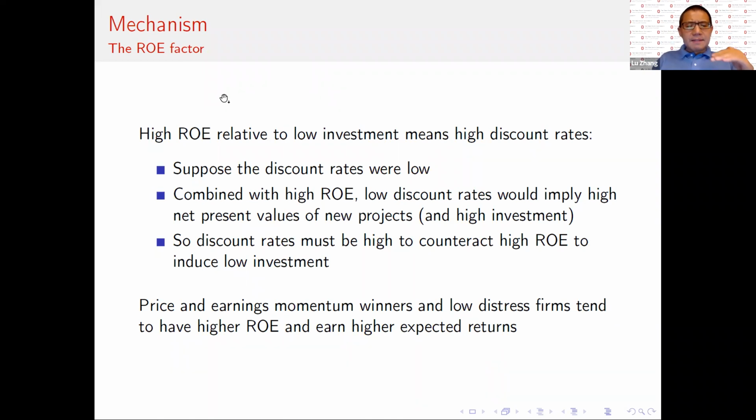Again, the basic intuition is that high ROE relative to low investment must mean high discount rates. Counterfactual thought experiment: suppose the discount rates were low. Low discount rates, high ROE or high future cash flow, would imply high net present value of new projects and therefore high investment. So that is a contradiction. You cannot have low investment at the starting point and high investment later on. That means the discount rates must be high, to counteract the high cash flow and high profitability, and induce low investment.